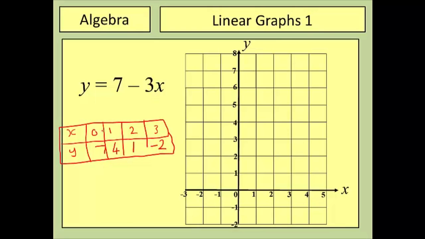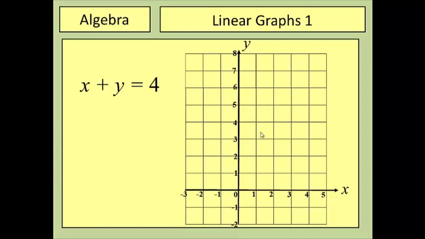Again, these are going to correspond to coordinates that I can plot on my graph. So this set of values, 0, 7, I can plot at the point 0, 7. 1, 4 would be my next one, and I'm going to plot that one at the coordinate 1, 4. 2, 1 is my next coordinate to be plotted, and my last one, 3, negative 2, sits down here at the bottom of my graph. And just like the previous example, once I've got these 4 points, I'm going to use my ruler, join them up with a straight line, and that's the question answered.